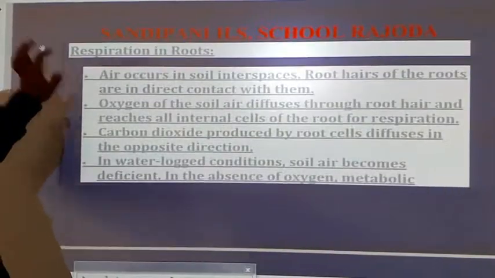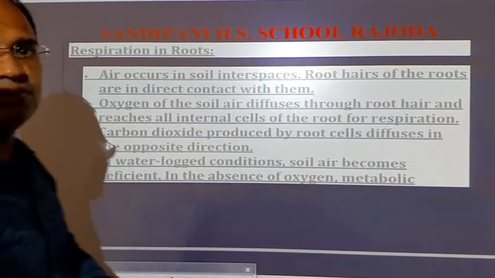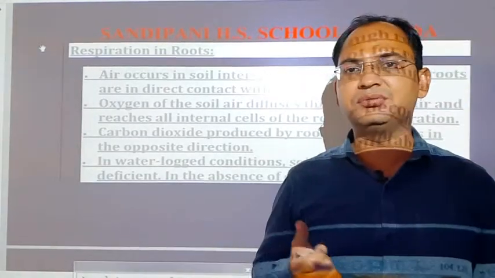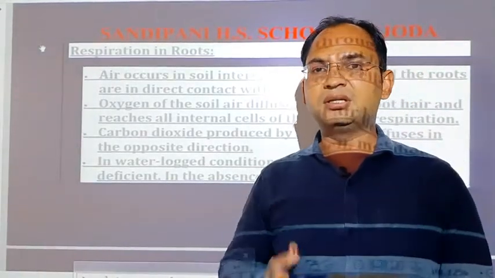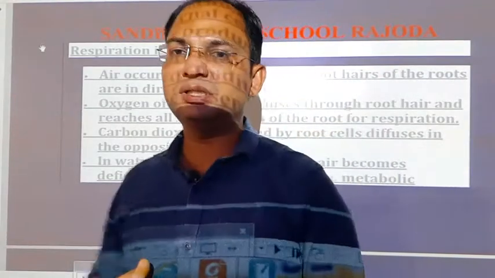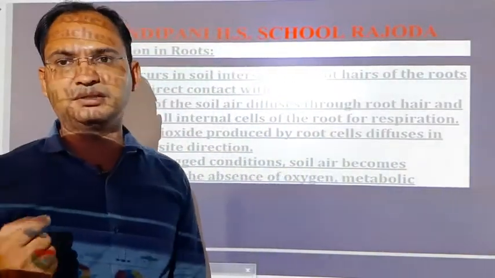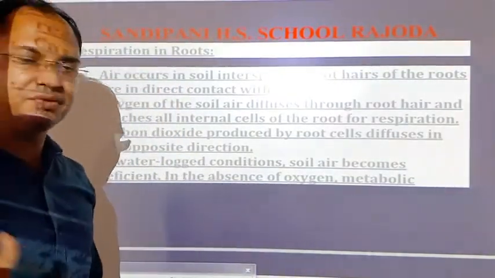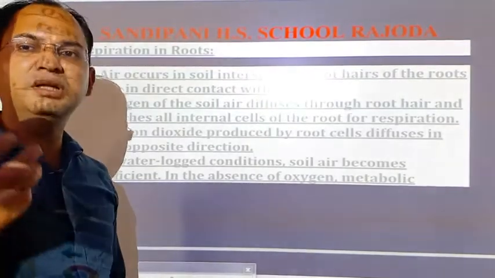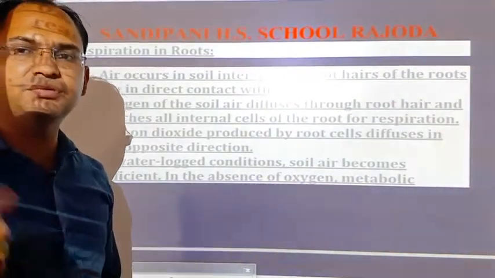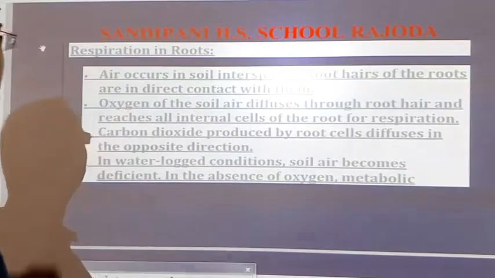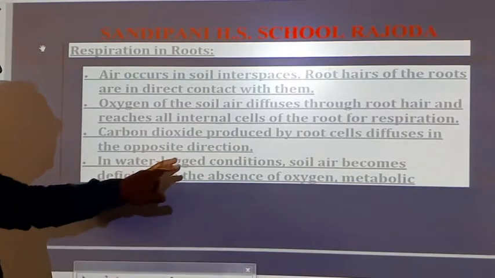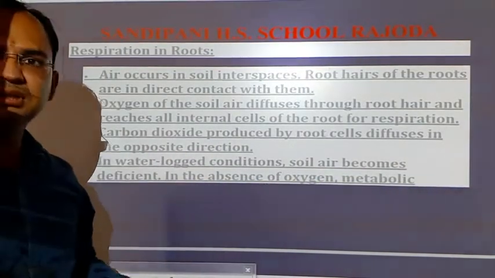See, first of all, the respiration in roots. In the roots, students, there are small hair-like structures present which are known as root hairs. Root hairs absorb the oxygen present in between the soil particles and then transfer this oxygen to the different parts of the plants, as well as the root cells themselves use that oxygen for respiration. Second thing, carbon dioxide produced by root cells diffuses in the opposite direction due to the concentration.